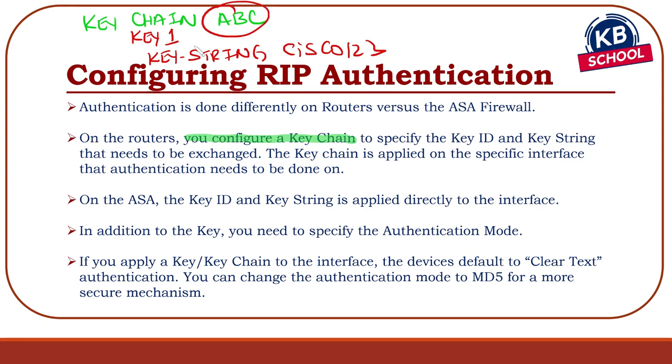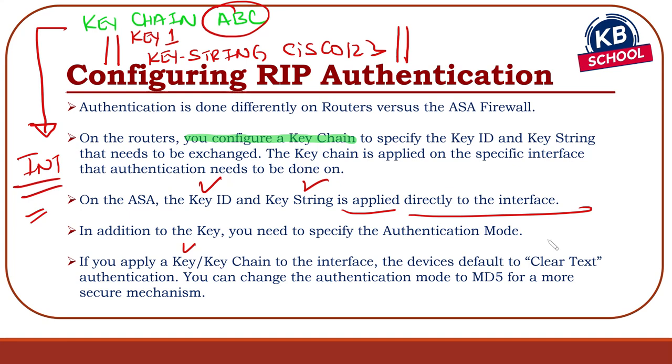You take the keychain ABC, which is locally significant, and apply it to your interface, saying that I want to use this keychain called ABC on my interface to apply the key ID and the key string to the interface. All right. In terms of the ASA firewall, you don't have a keychain concept. So the two components that are exchanged between the two devices are the key ID and the key string. Rather than creating a keychain and applying it, you apply those two components, the key ID and the key string, directly to the interface. So in the ASA, the key ID and the key string is applied directly to the interface rather than creating a keychain and applying it to the interface.